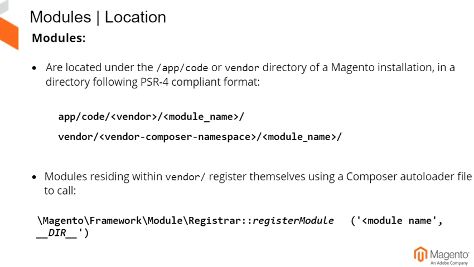Location example. The customer module of Magento can be found at vendor/magento/module-customer. Third-party modules can also be installed directly into the vendor folder from packages or private repositories by Composer. Modules under vendor make themselves known to Magento using a Composer autoload file callback, as in the code on your screen.